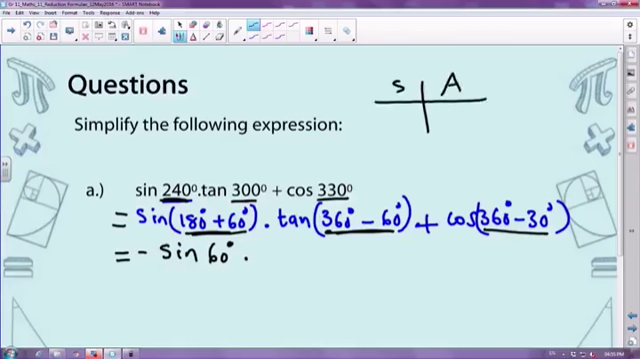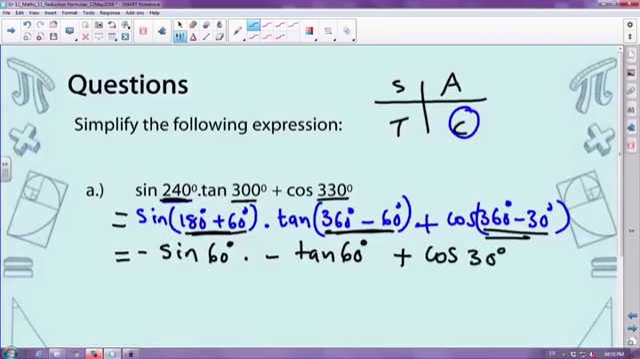It is negative because, remember guys, we're here. This is all students take coffee. Where are we? Fourth quadrant. That's C. That's cos, that is positive. So it means that your tan is negative. So negative tan of 60 degrees plus 360 minus is the fourth quadrant. How is cos in the fourth quadrant? Positive. So you get positive cos of 30 degrees.